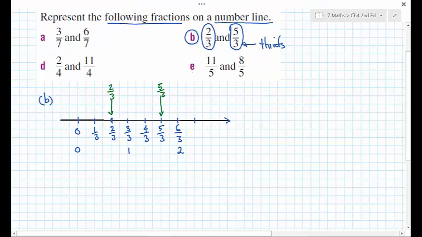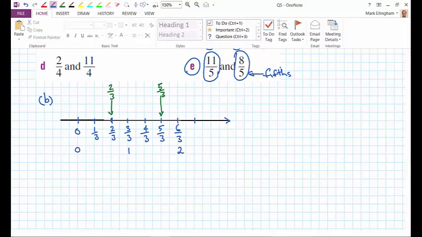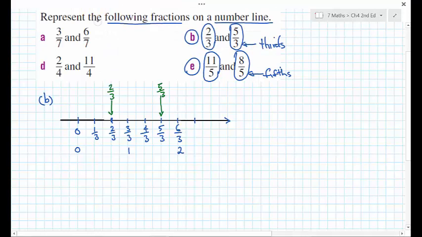Now let's have a quick look at E. Okay, now I just simply do the same idea. I have 11/5 and 8/5. So the key here is fifths. So whatever I have on my number line, I just label it in fifths. And so basically, on my number line here, I then just go up this way. And I then can start labeling my line.